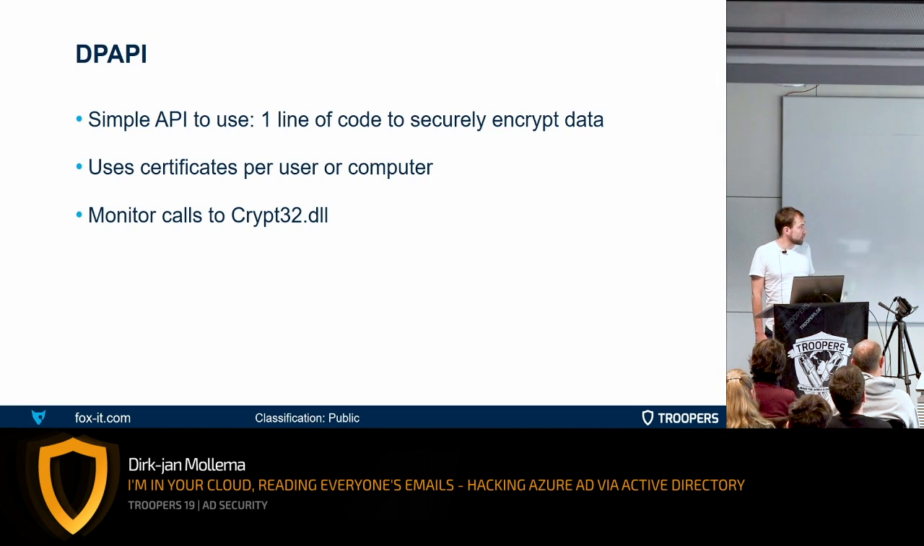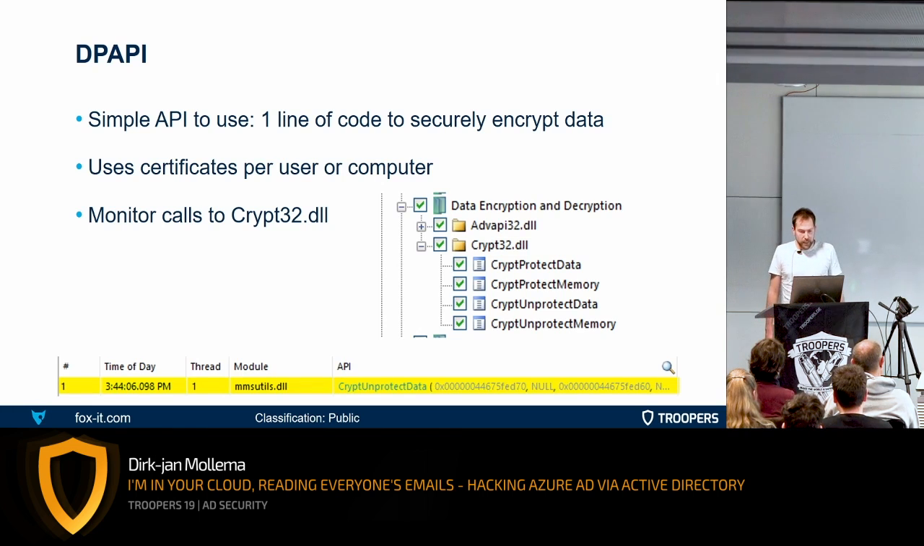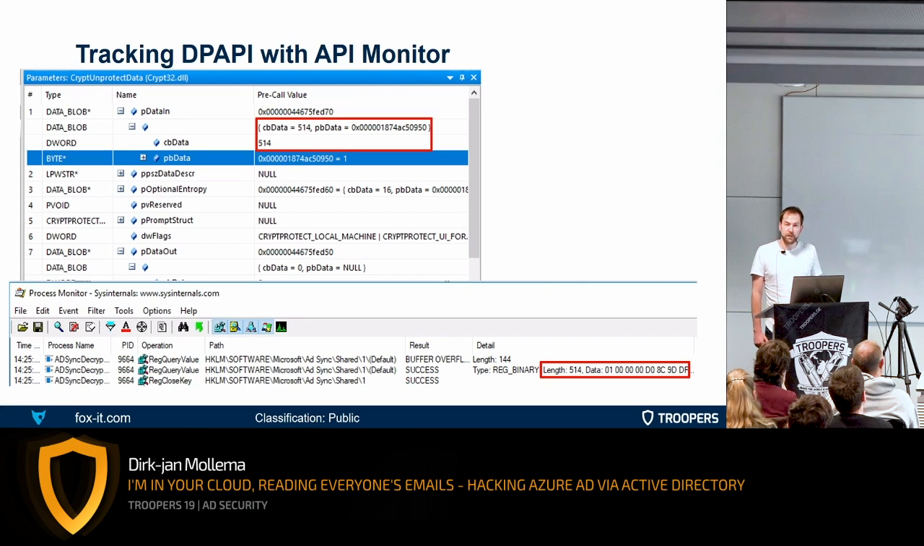So how can we look at what is going in and out of DPAPI? Well, we just monitor the calls to the DLL, and I use a program for that. It's called API Monitor. It's really nice. You can just find all the Windows DLLs, and you check the functions you want to monitor. And when you then run the proof of concept, we see one call to CryptUnprotectData. And then we see 514 bytes going in. So that's exactly the 514 bytes that were pulled from the registry.